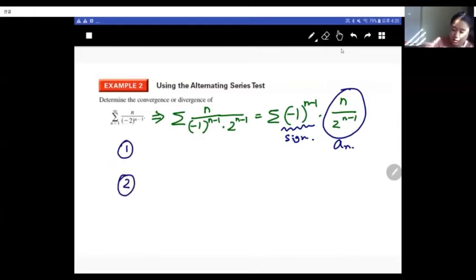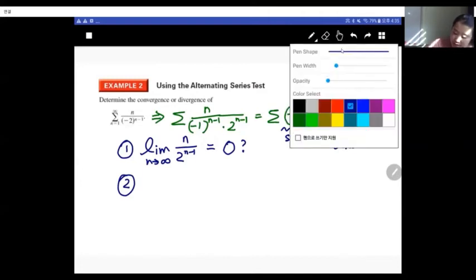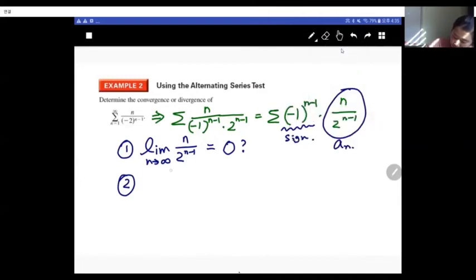All right, so number one, as n approaches infinity, is n over 2^(n-1) equal to 0? That's the question. And the answer is yes, because if you apply L'Hopital's rule, you differentiate the top and the bottom, and I get the limit of 1 over (ln 2 times 2^(n-1)). So that's 0. So yes, it satisfies the first condition.